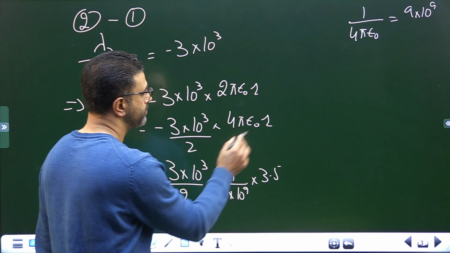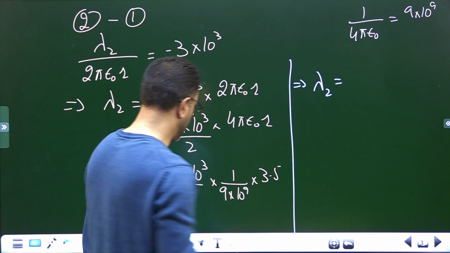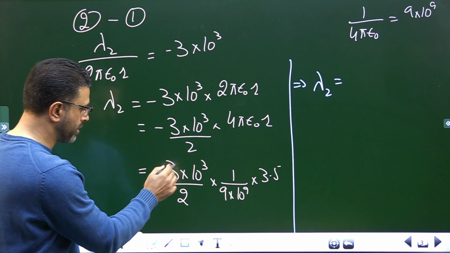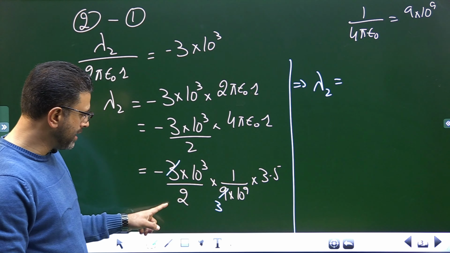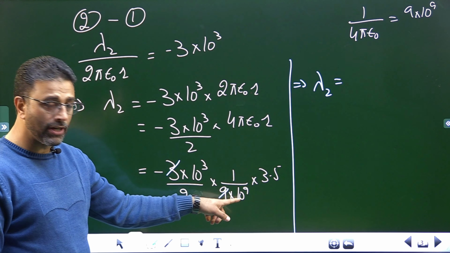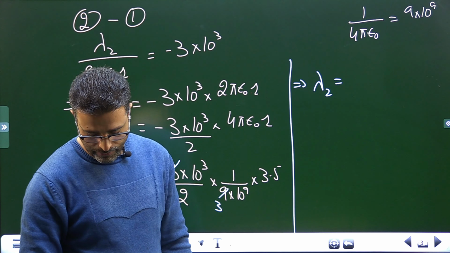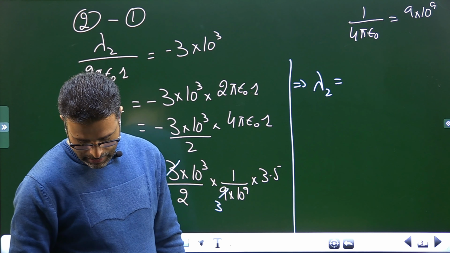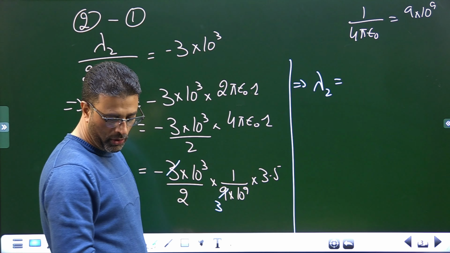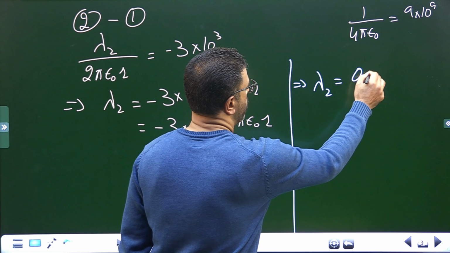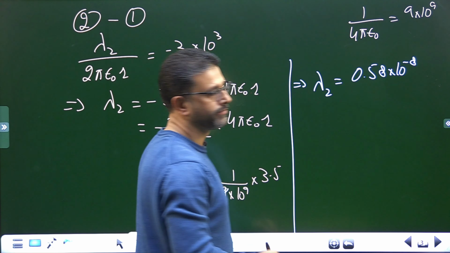So now this implies lambda 2 is equal to, we have to work out this thing. This is 3 into 3, so 3.5 divided by 6. Then we'll have 10 to the power 3, and 10 to the power 9 will go upstairs, so we'll have 10 to the power minus 6. I have already worked this out. This comes out to be 0.58 into 10 to the power minus 8.